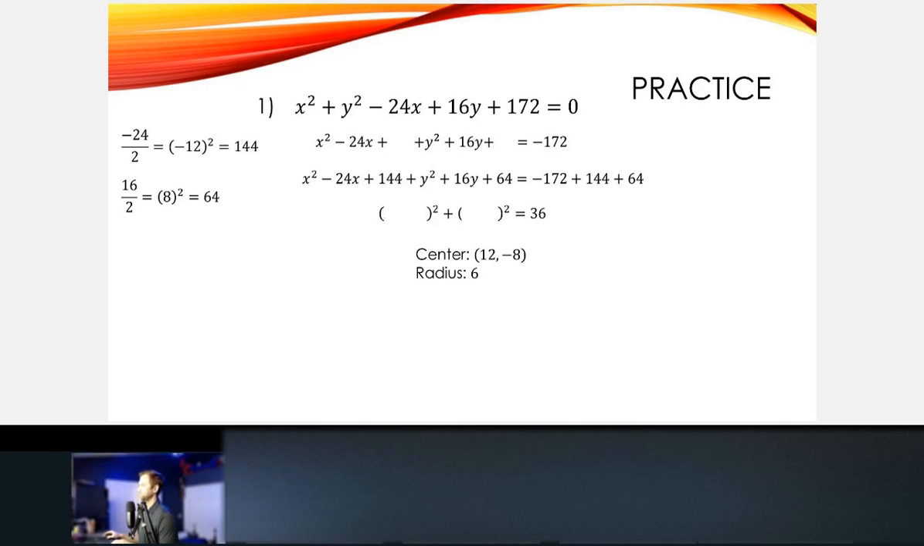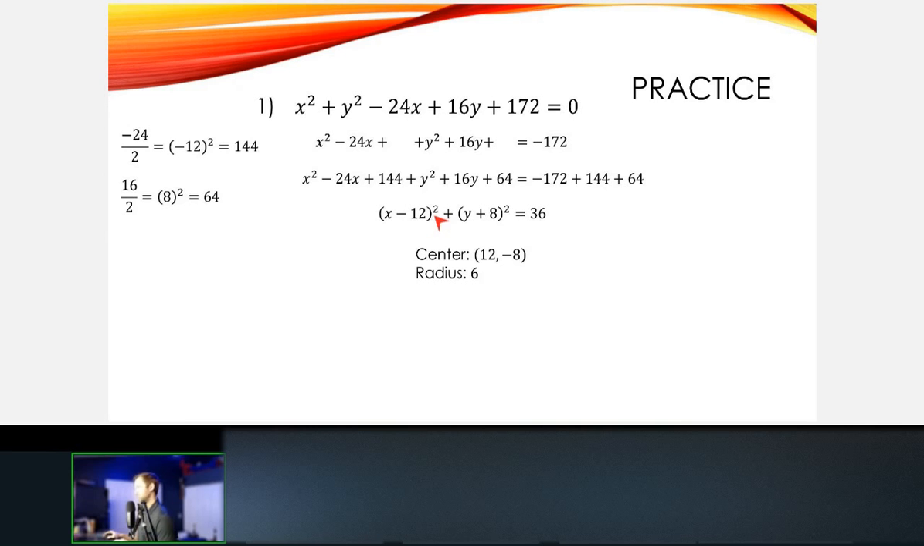36. And then without thinking about what goes here, because this is going to factor into x minus 12, and then the other one becomes y plus 8. We got these numbers from when we cut those coefficients in half. So this divided by 2, and then 16 divided by 2. And now it's in standard form.